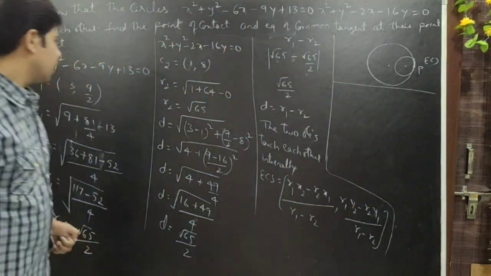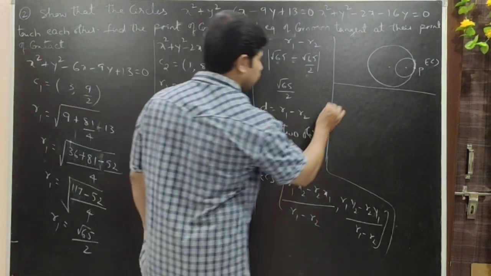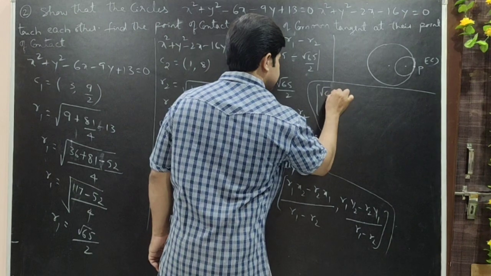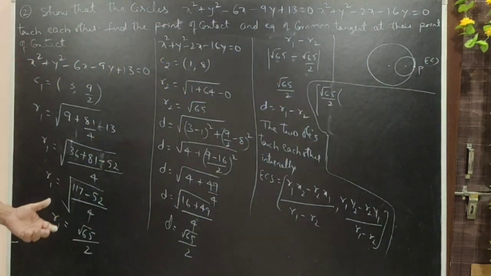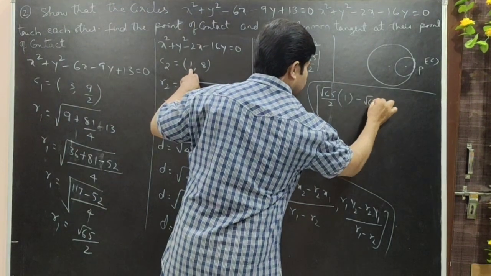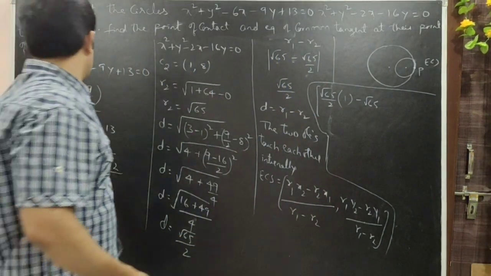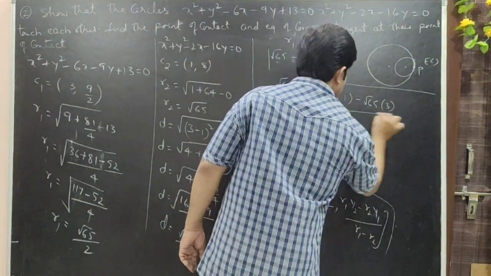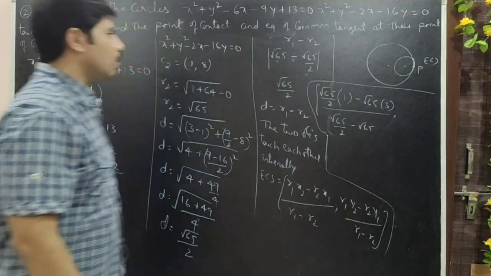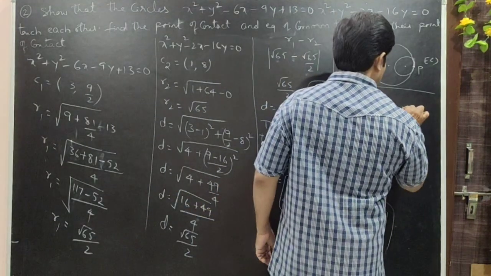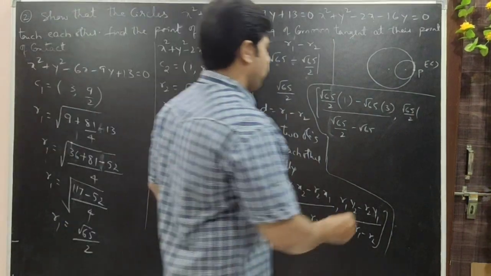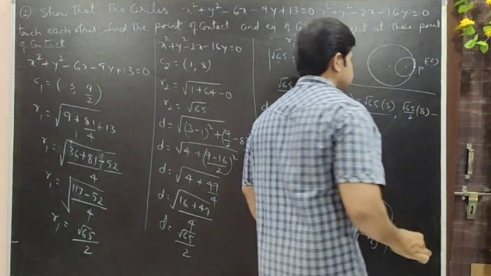So, what is R1? R1 is nothing but root 65 by 2. I am substituting here. R1 into x2. x1, y1 and x2, y2 are the centers. So, R1 x2 minus R2 x1. What is x1? x1 is 3, center of the first circle, by R1 minus R2, comma R1 y2. R1 is root 65 by 2. R1 y2, so what is y2? y2 is 8. R1 y2 minus R2 y1.